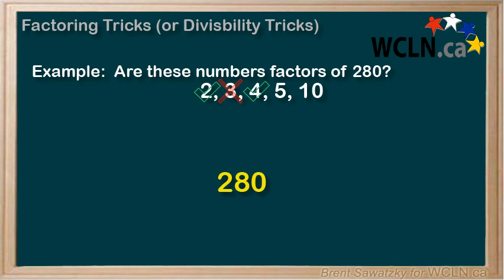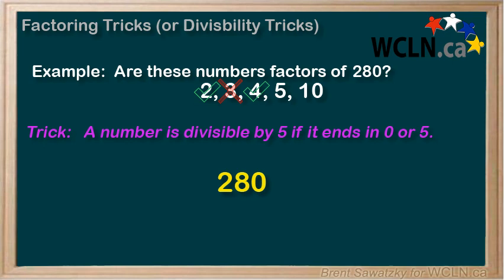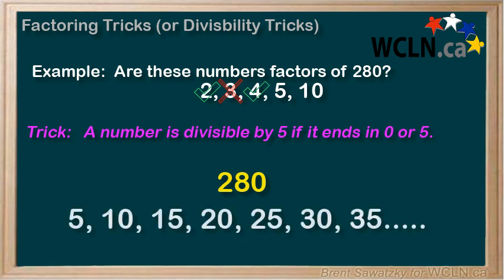Is 280 divisible by 5? Now this one is probably one you've learned before. If a number ends in 0 or 5, then we know that it's divisible by 5. And this makes total sense if we think of our 5 times tables. 5, 10, 15, 20, 25, 30, 35, they all end in either 5 or 0. So, 280. Well, it ends in a 0, so we know that it is divisible by 5.